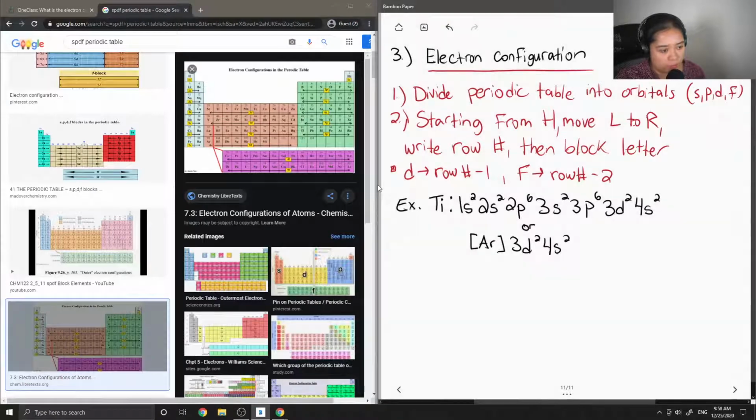Okay, so now for the question, we want to look at titanium when it has 2 electrons removed. So basically, when 2 electrons are removed, we're going to take the 2 electrons from the s orbital. So it becomes argon 3d2. This is because the filled d orbitals are more stable.